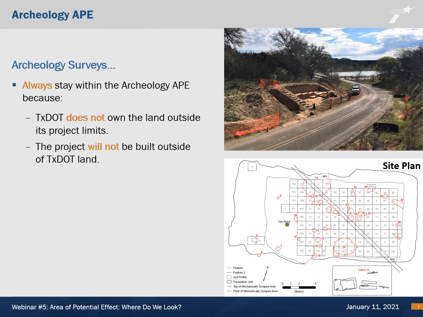As you saw in that example, archaeology surveys will always stay within the archaeology APE. What if an archaeology site starts in our right-of-way, but then goes into private property, like in the photograph here? Well, we still only stay within our defined APE for the project. This is for 2 reasons. 1, TxDOT does not own the land outside the project limits, and 2, the project will not be built outside of TxDOT land, so that space will not be excavated or surveyed by TxDOT.